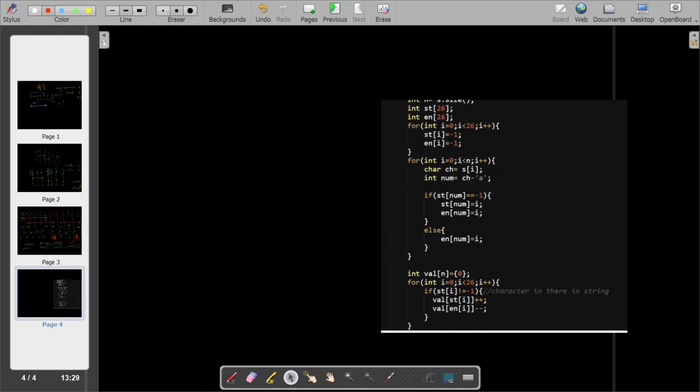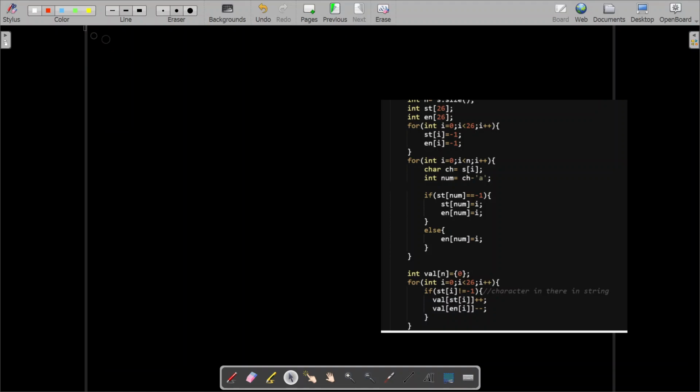So we have a total of 26 characters in the English alphabet, lowercase. As I mentioned, we want the first and last occurrence, so this is for that, the starting and ending for each character. 26 means each character. So what I have done is initialize it with -1. Suppose z is not there, how will you check whether z is there or not? That's why I initialize the starting position as -1 and the ending position also as -1.